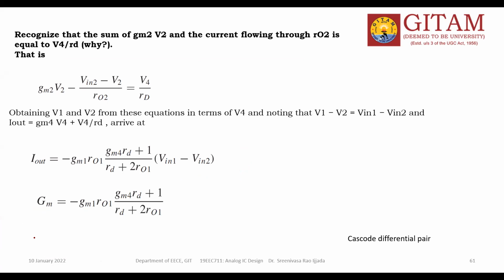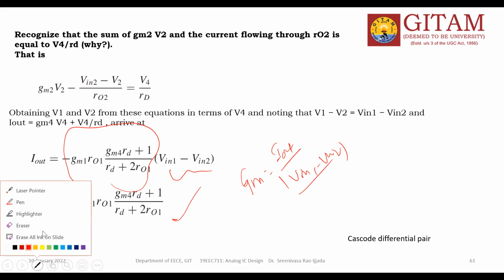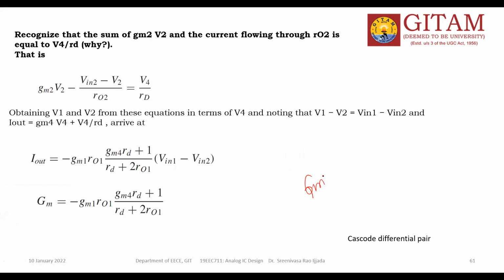Okay, then we want capital Gm. Capital Gm is I out by Vin1 minus Vin2. Then this is what remains. This is the capital Gm value. This is the exact calculation. Earlier, in the approximation calculation, how much capital Gm value did you get? You got minus Gm12, of course modulus, Gm12 I think you got. Okay, now the values are extended.